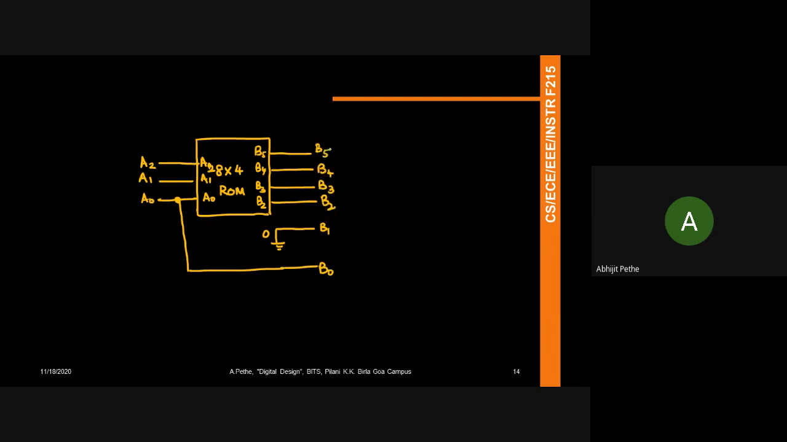And how do I define my ROM? Basically I give the address and data, right? So my address has A2, A1, A0. My data is D3, D2, D1, D0. So the way I'll program the ROM is this way.